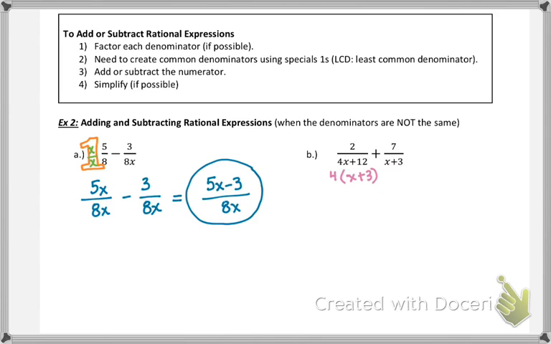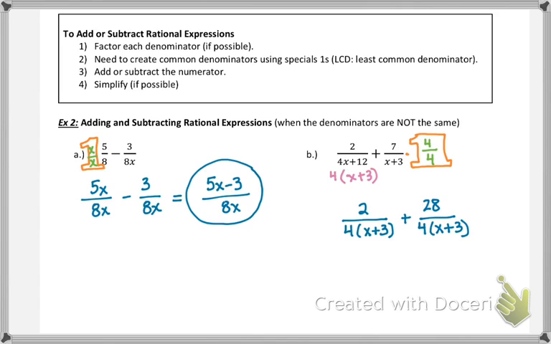So again, I'm going to multiply by a special 1, just the second fraction, in order to create that common denominator. And in this case, my 1 is just going to be made up of 4 over 4. Okay, so I'm going to rewrite my problem. I have 2 over 4 times x plus 3, and then plus 28 over 4 times x plus 3.